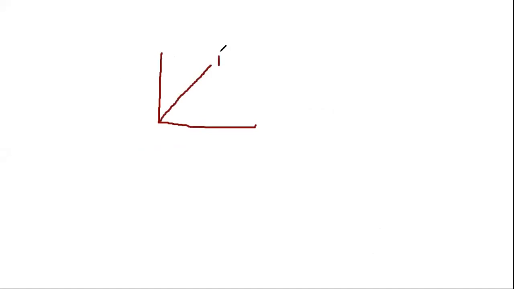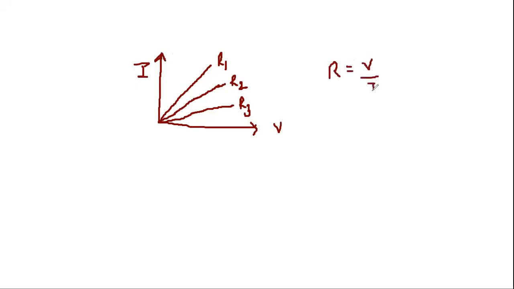The graph is given like this, in which this is the first value R1, here it is R2, and here it is R3. This axis is current, and this axis is volts, potential. Now students, as we know from Ohm's law, resistance is equal to the ratio of potential to current.